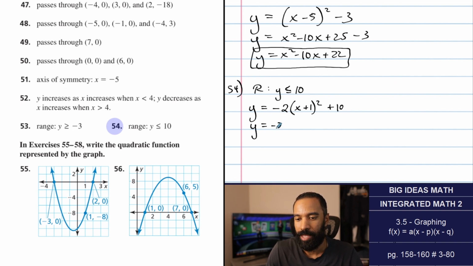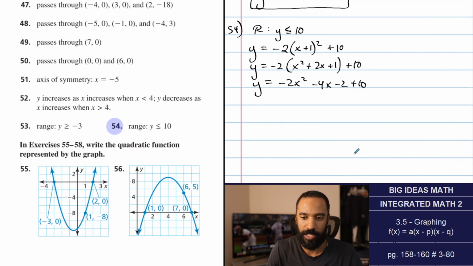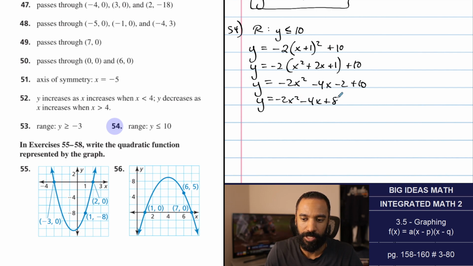Let's check that out. That's negative 2 times x squared plus 2x plus 1. That's the expansion. Negative 2 gets distributed, and negative 2 plus 10 is 8. So we'll get y equals negative 2x squared minus 4x plus 8.